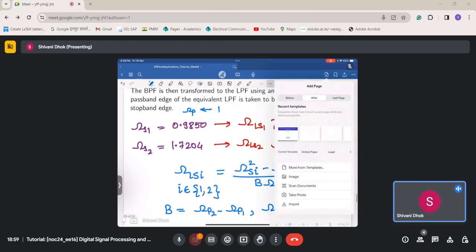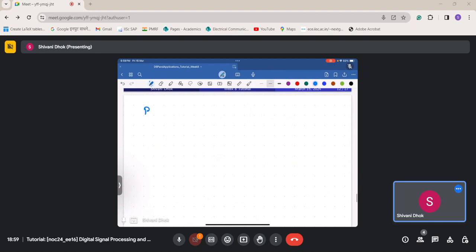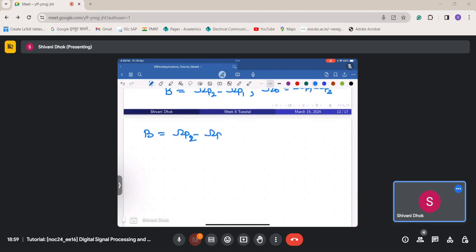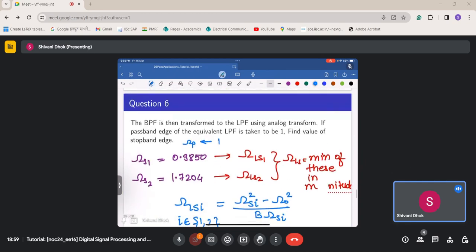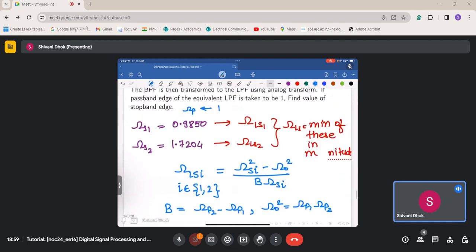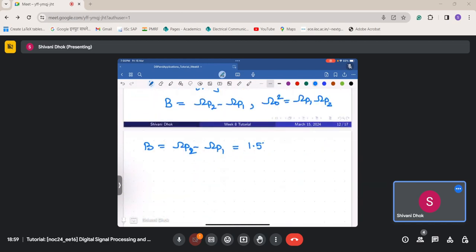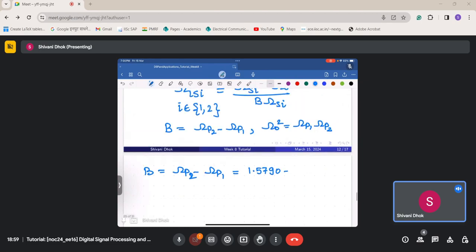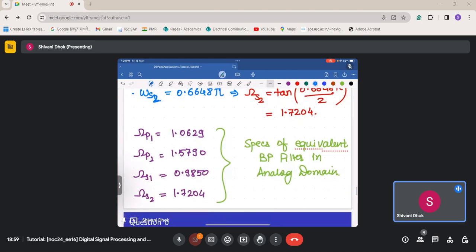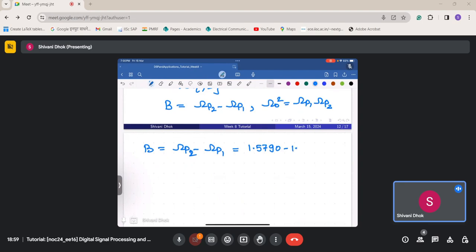So if that is the case, then this B is equal to omega p2 minus omega p1, and what was the omega p2 we had found out? Omega p2 was 1.5790. So this is 1.5790 minus omega p1, which is 1.0629, and this comes out to be 0.516. So this is our B.